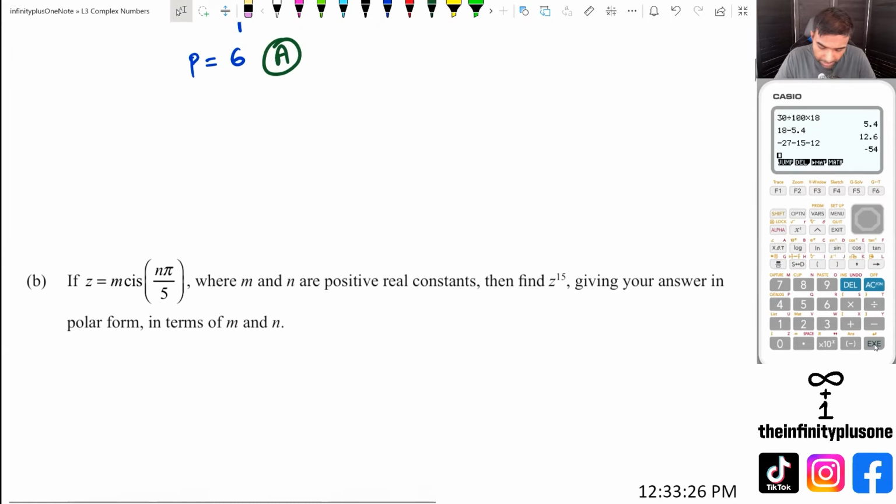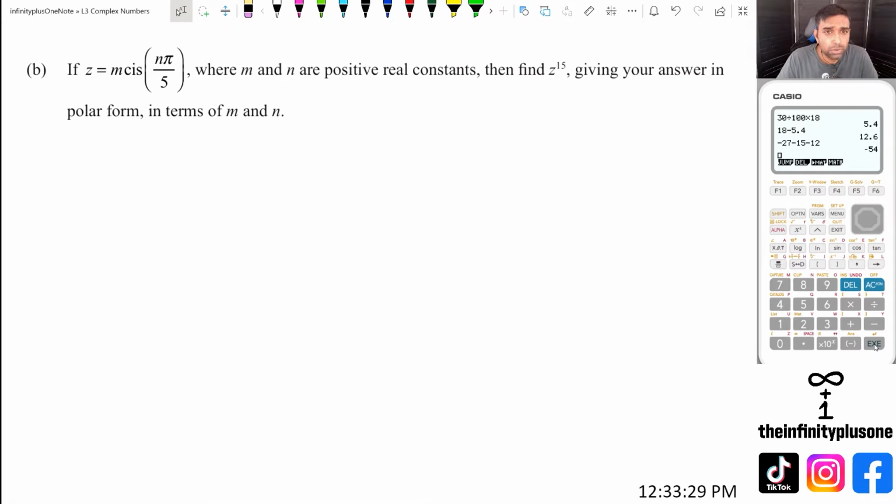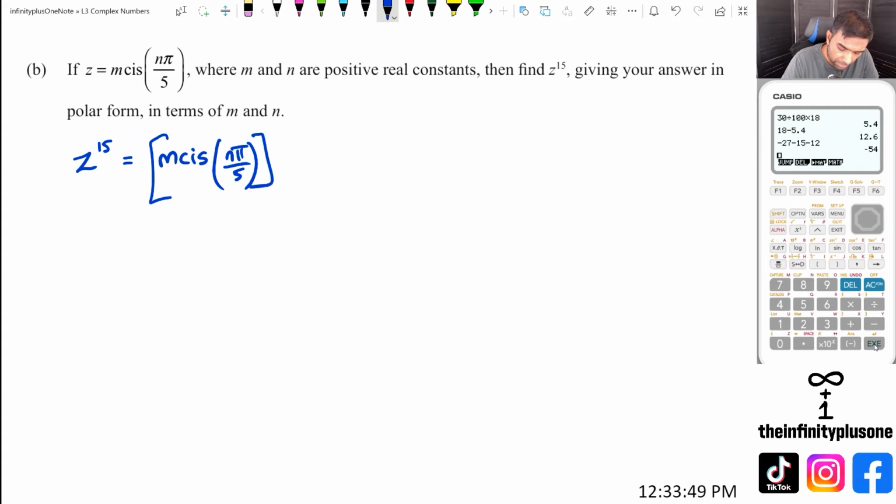Moving to question 1b. So question 1b is we've got z equals m cis n pi over 5, where m and n are constants. Find z to the power of 15, giving your answers in polar form. Okay, so if we were to do z to the 15, which equals m cis n pi over 5, to the power of 15, then we actually write this as, well, the modulus in this case, which is m, that's just going to be raised to the power of 15. And then we're going to have cis n pi over 5 multiplied by 15.